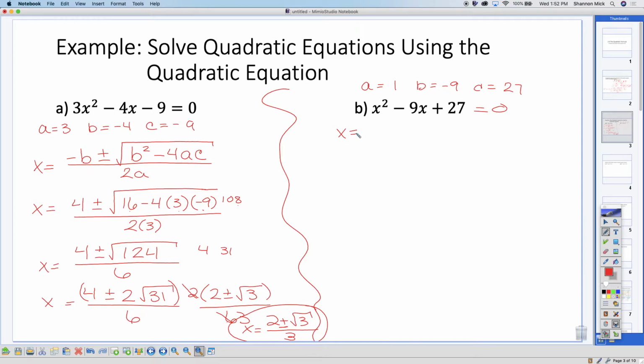x equals negative b plus or minus the square root of b squared minus 4ac, and then over 2a. Everything's over 2a. Okay, so plug it in.